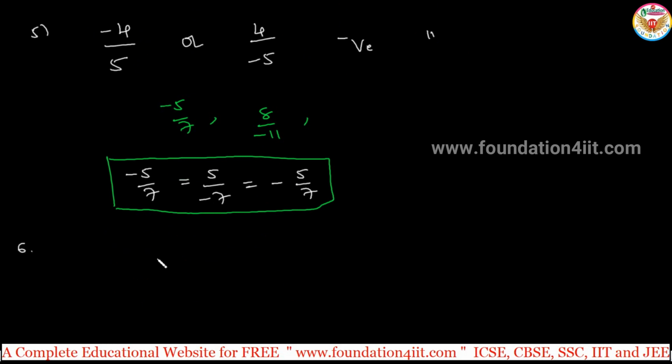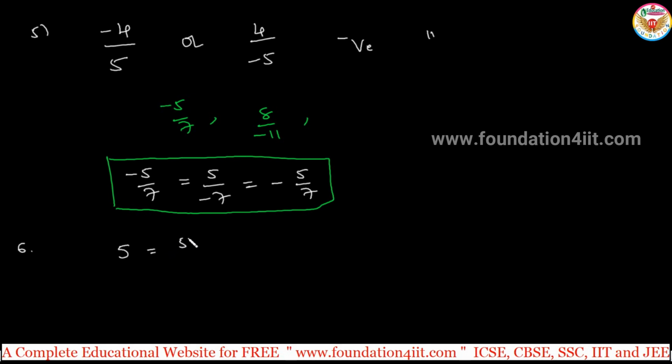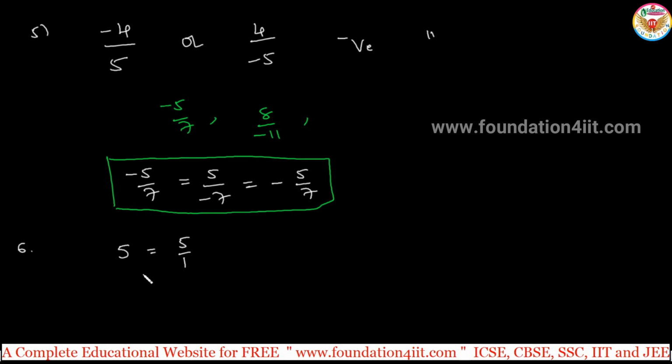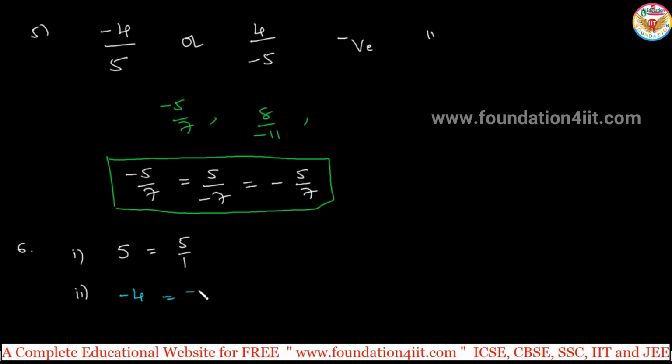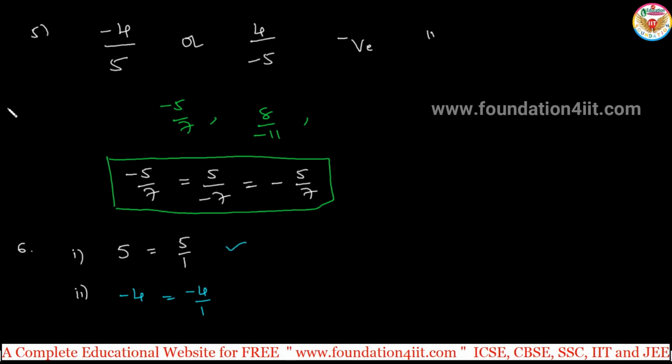Every positive integer, that means every natural number, is also a positive rational number. For example, just take the number 5. 5 by 1 is a positive natural number. So every positive integer is a positive rational number. And every negative integer is a negative rational number, obviously. Minus 4 is a negative integer, so this is a negative rational number.